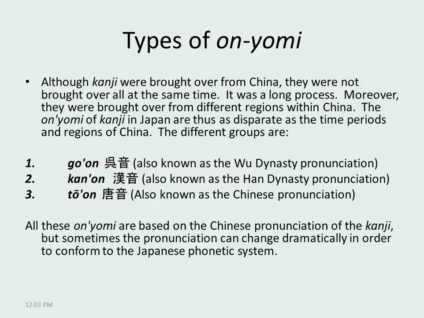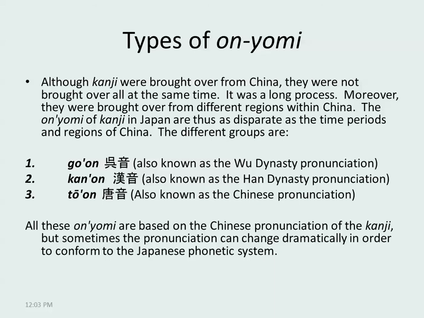So you think of it as almost like a care package of language. It comes over to Japan, and then maybe a century later, another care package comes over. What do I mean by care package? Really what I mean is scholars, visitors, who would bring language and texts and information from the mainland to the Japanese archipelago. So the onyomi of kanji in Japan are thus a disparate group of readings, and they're just as disparate as the time periods and the regions of China.